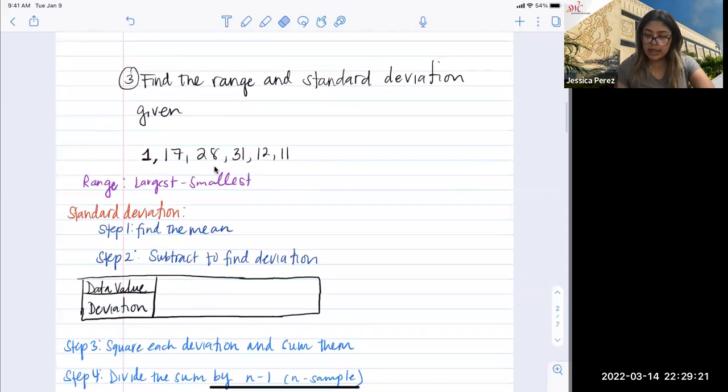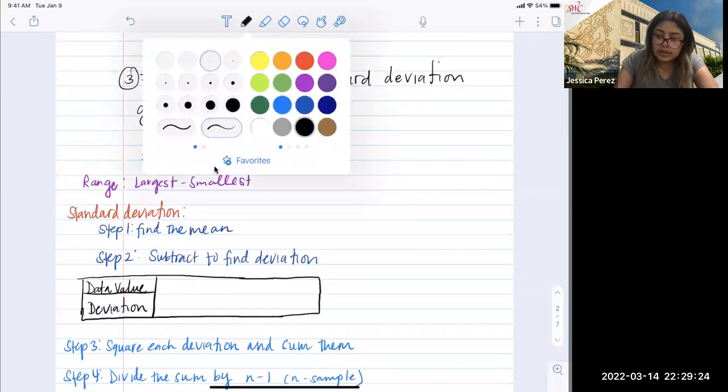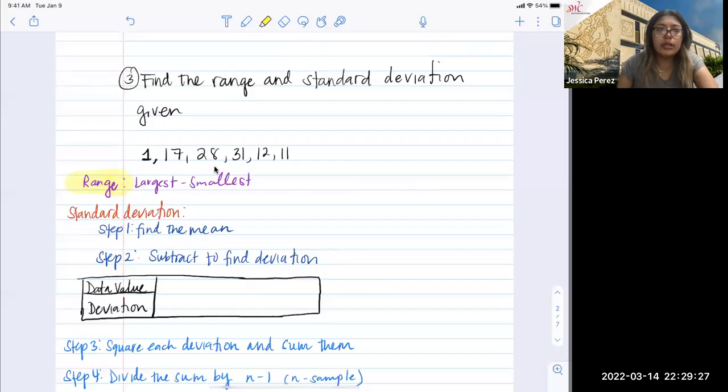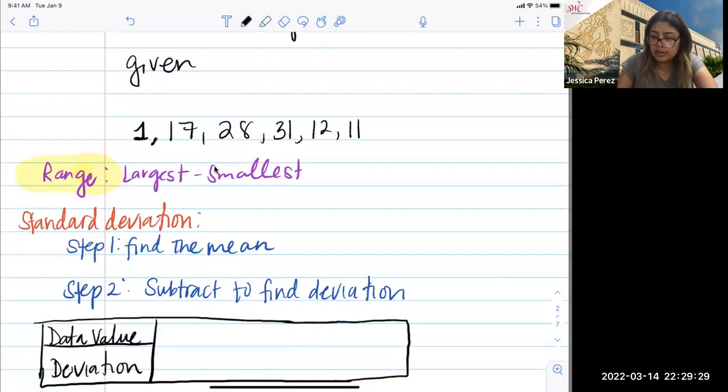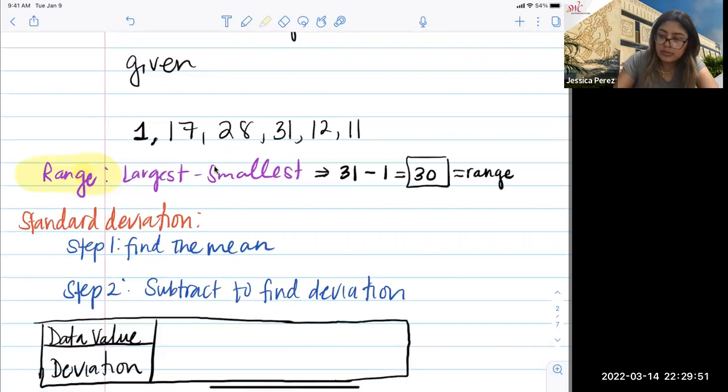Finding the range and the standard deviation. Well, the range is pretty simple. To find the range, all you have to do is find the largest minus the smallest. The largest value in this data is actually 31, minus the smallest, which is 1. 30 is your range. So the largest number from the data minus the smallest value of the data.